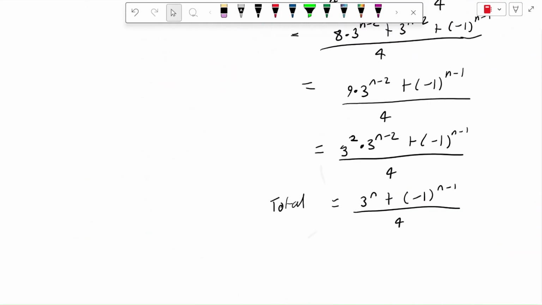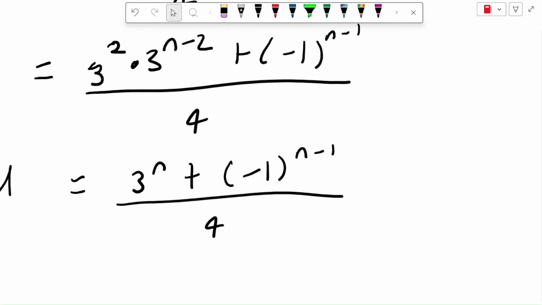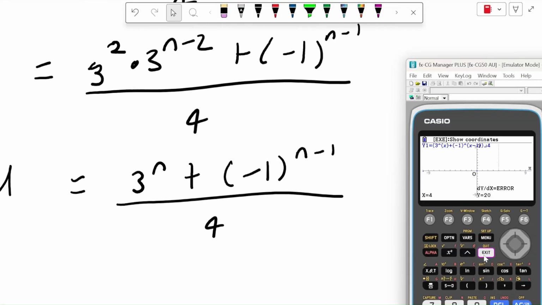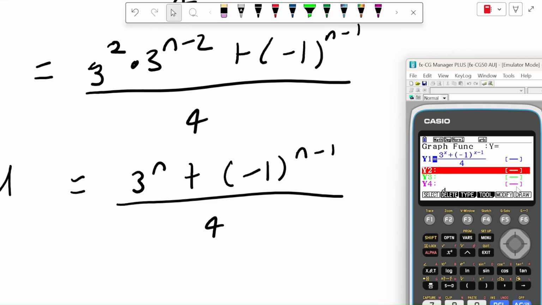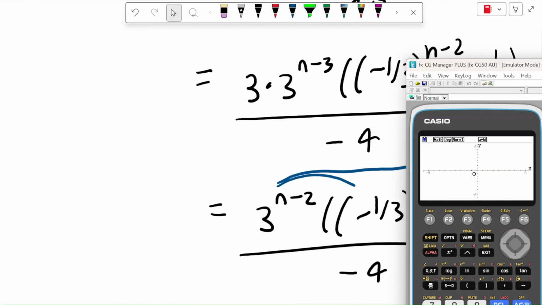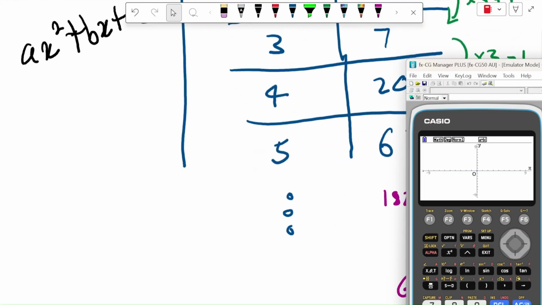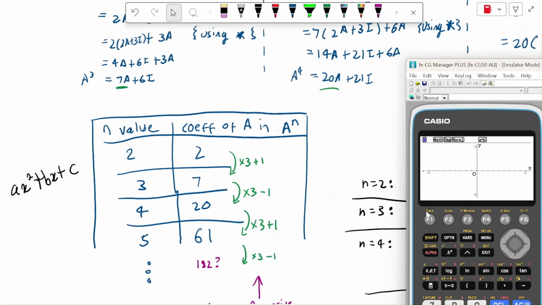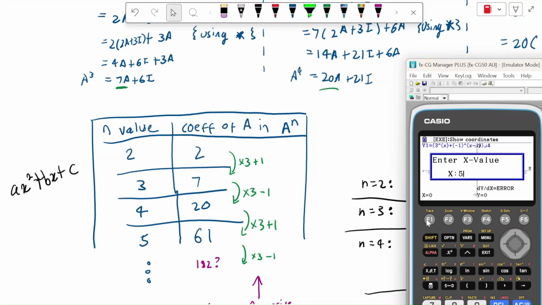Okay, so my claim is that the sum is supposed to be this lovely expression here. I happen to have that graphed. And let's check. So if we plug in various n values, I should get various coefficients of A. So for example, if I plug in 2, I get 2. If I plug in 3, I get 7 on the y value there. Hopefully we can see that. If I plug in 4, I'll get 20. And if I plug in 5, I'll get 61. Apparently the next one was supposed to be 182. So 6 looks to be 182 as well. So there's our conjecture proven.